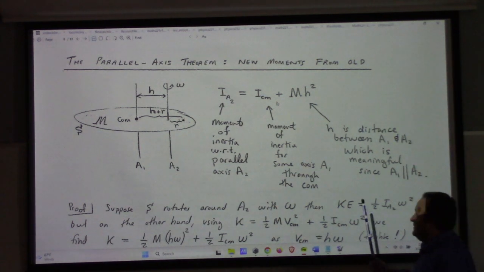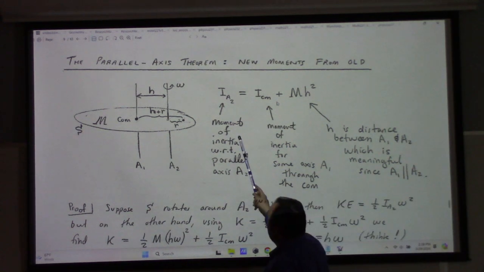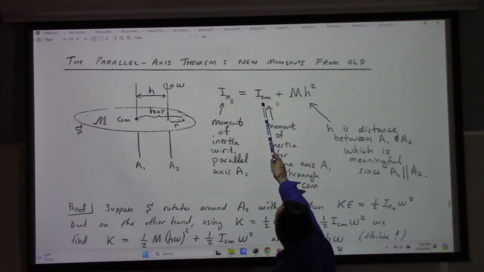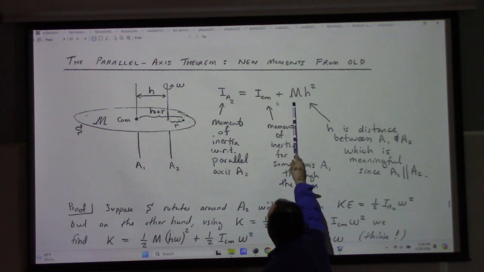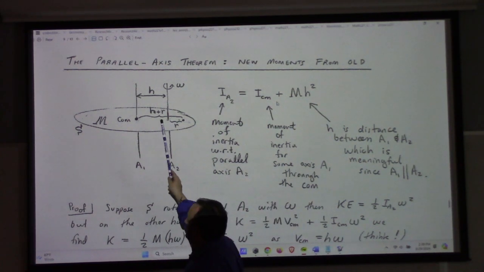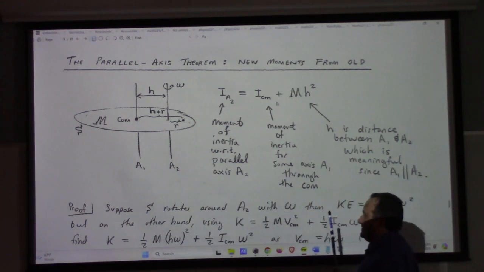And the formula is just this. The moment of inertia with respect to the parallel axis, A2, is equal to the moment of inertia through the center of mass axis plus mh squared, where m is the total mass of the object and h is the distance between the axes, which of course makes sense because they're parallel.